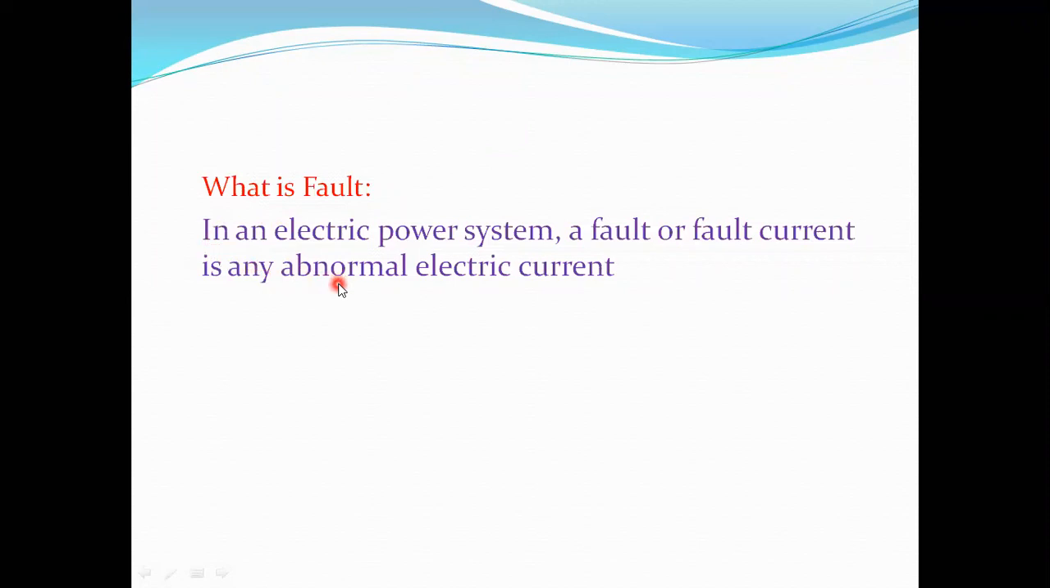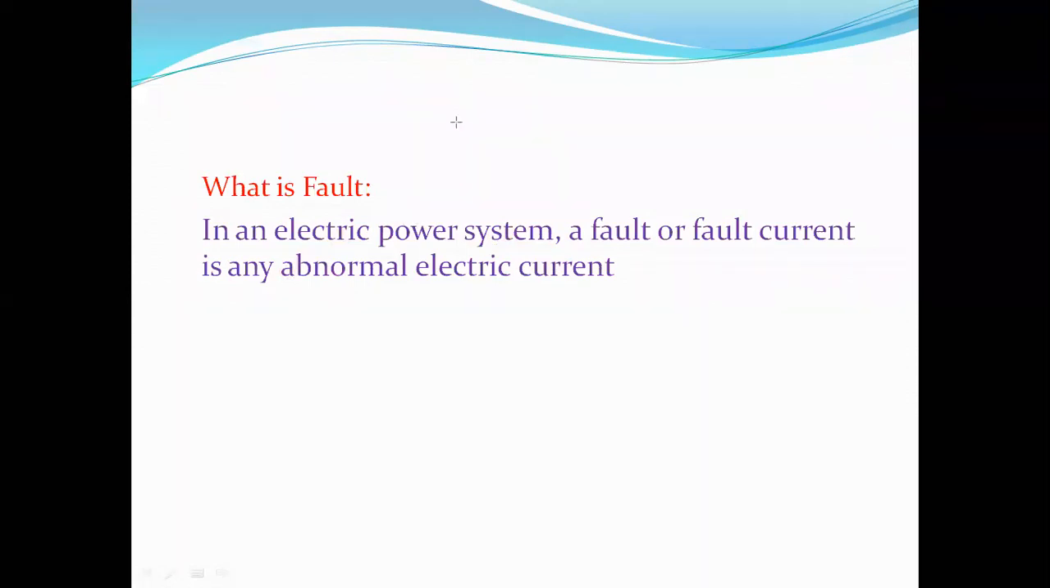Fault is a word used for different purposes, but we are talking about the electrical engineering related fault, the power system fault, and switchgear protection subject related faults. We have to focus on this: in an electrical power system, a fault or fault current is any abnormal electric current. So fault is basically abnormal electric current. I think it is clear to all of you now that it's the simplest way.